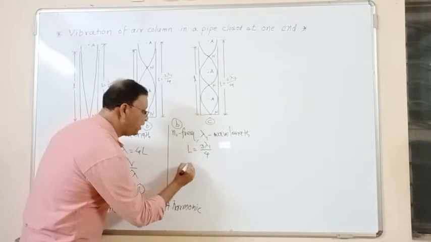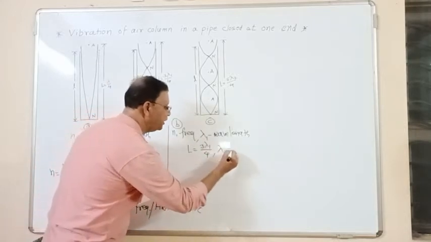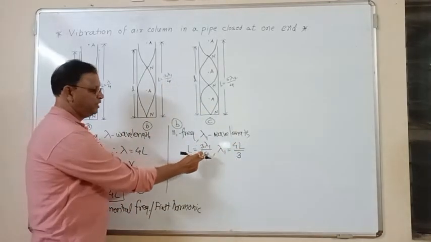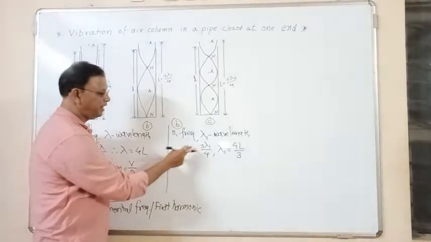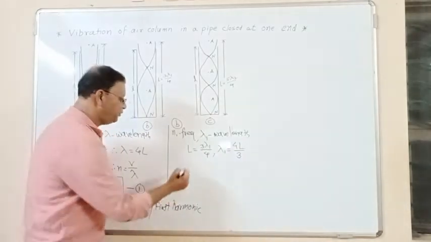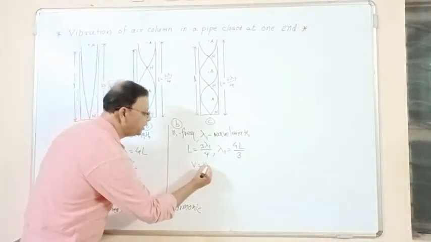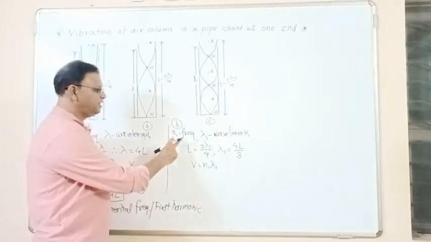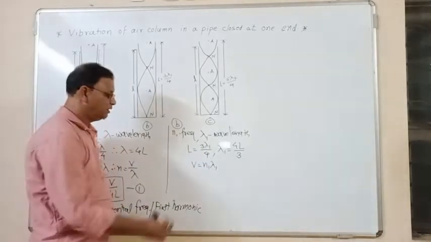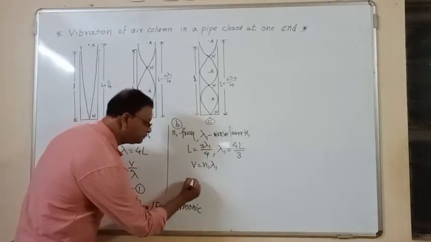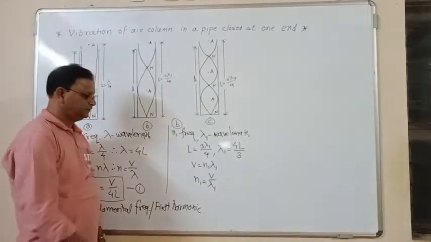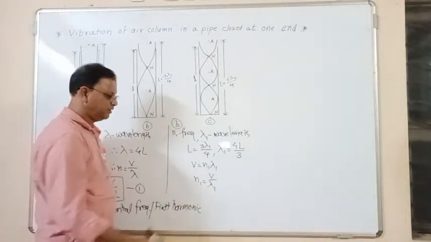Now λ1 here we can write λ1 is equal to 4L divided by 3. So lambda 1 is equal to 4L divided by 3. Then velocity, similarly V is equal to N1 lambda 1. Frequency is N1, wavelength is lambda 1. So as V is equal to N1 lambda 1, then N1 will be V divided by lambda 1.